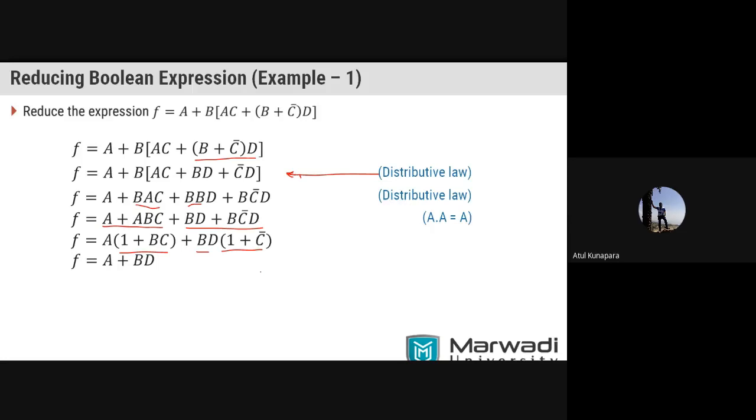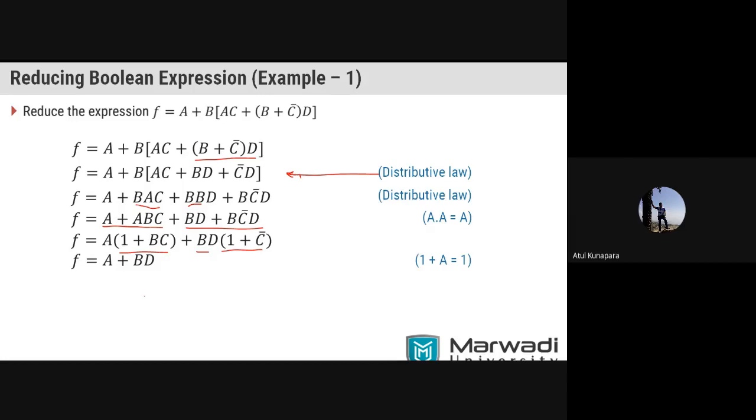So here the reduced form we get is 1 plus BC, and 1 plus anything is 1, that's what your OR rule says. So that will give you A only on this side, and on this side 1 plus C bar will also give 1, so that will give you BD over here. So this is the reduced formula for this function: f equals A plus BD. Now no further reduction is possible, so this is the last reduction step.